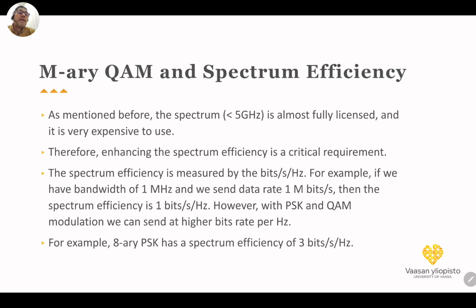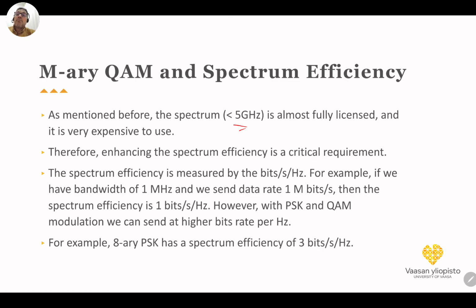And as we mentioned before, when we talk about spectrum less than 5 gigahertz, most of the spectrum is already occupied and licensed, except very small bands left free, as we mentioned in part one. This makes the efficiency of using the spectrum one of the critical topics in digital communication, or in communication in general. This spectrum efficiency is usually measured by bits per second per hertz. So in each hertz, how many bits per second you can send.